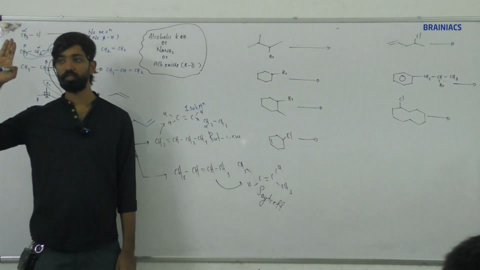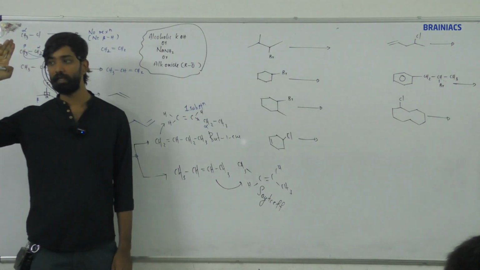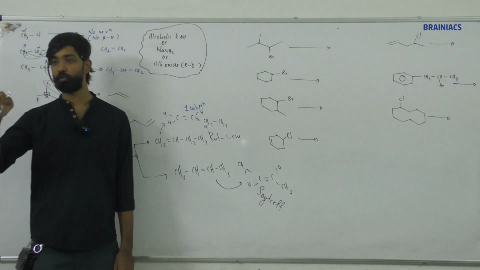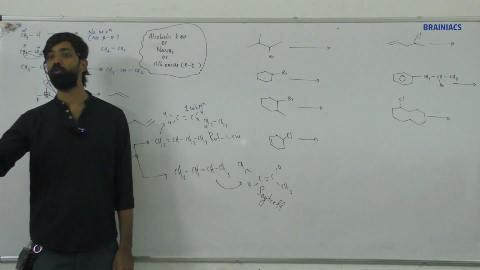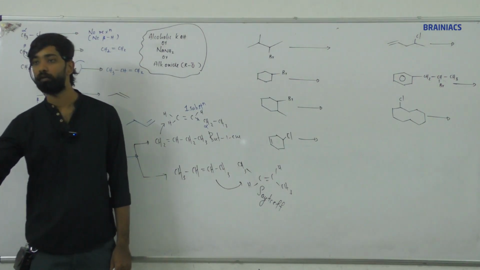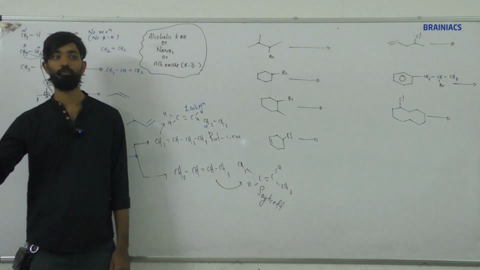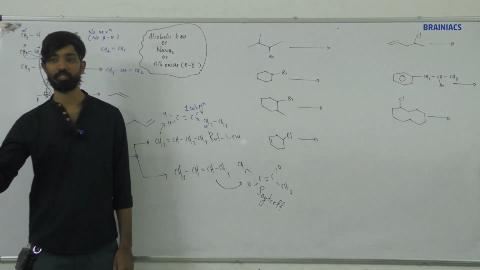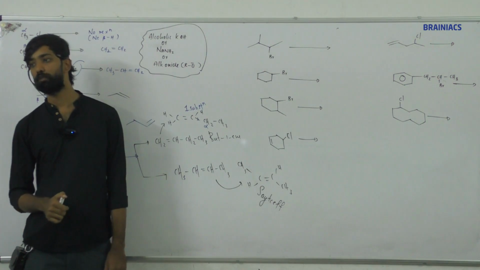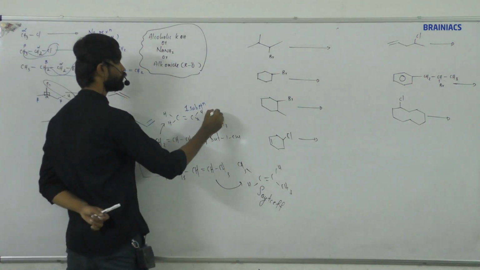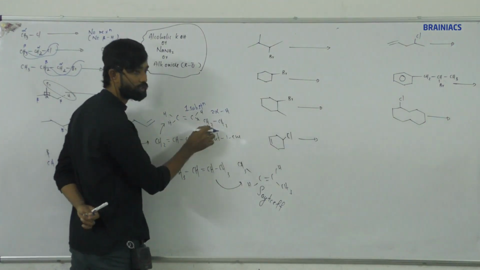Okay, so according to Saytzeff's rule, the more substituted alkene will be the major product, which means the alkene with more alpha carbons, more alpha hydrogens, more hyperconjugative structures, the alkene of most stability. Here there are two alpha hydrogens, so two hyperconjugative structures are possible.